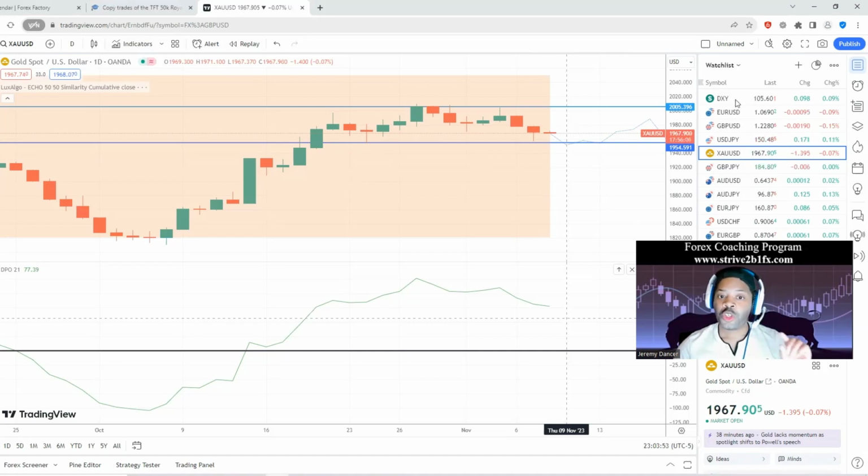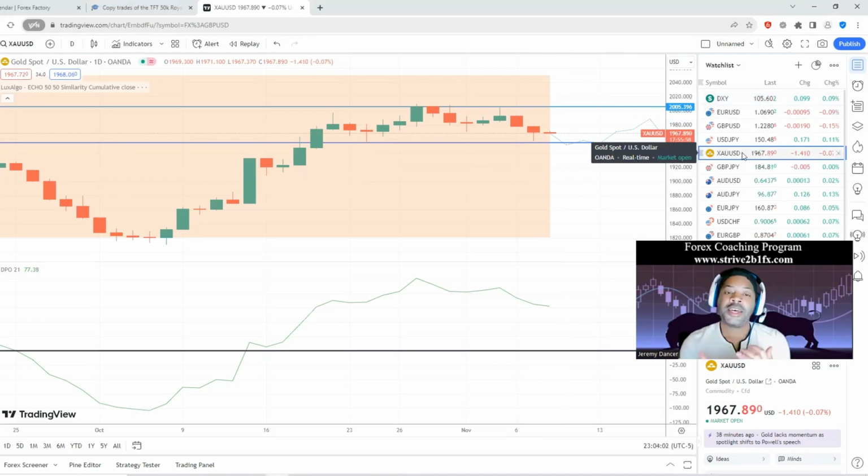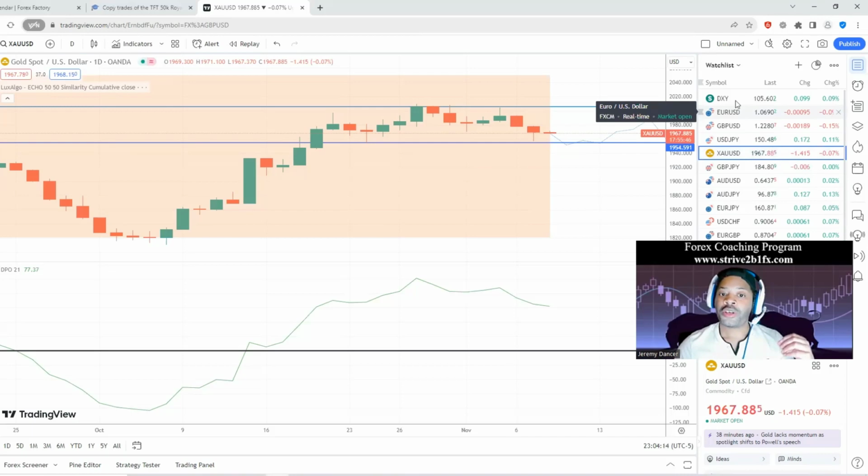If you guys also remember, the US dollar was doing its own thing and gold was doing its own thing. Anytime you have a currency pair, both currencies inside the currency pair are supposed to affect what is happening. So if you have the US dollar that is bullish, then technically gold should be bearish.